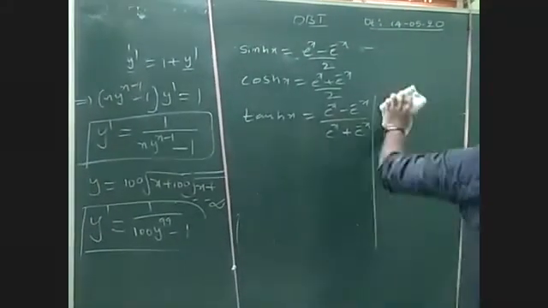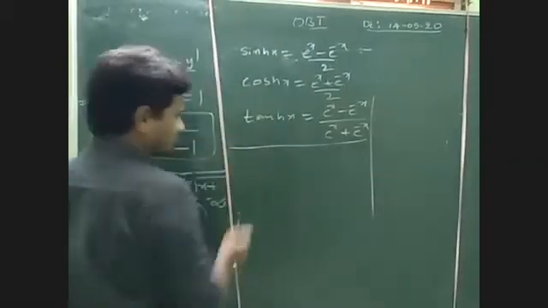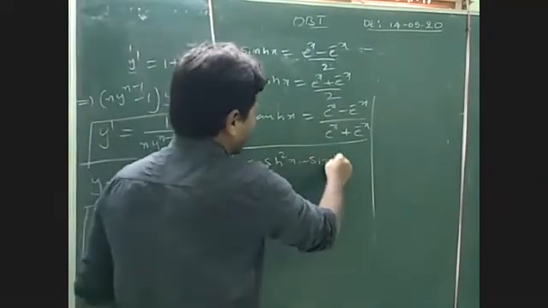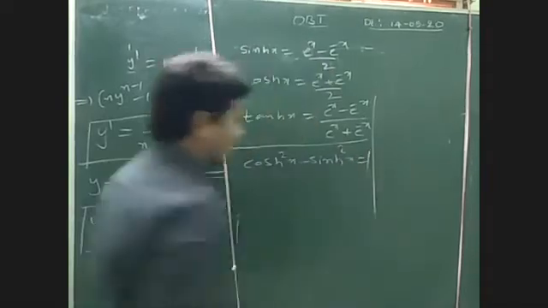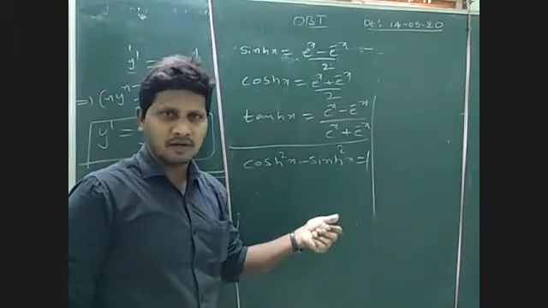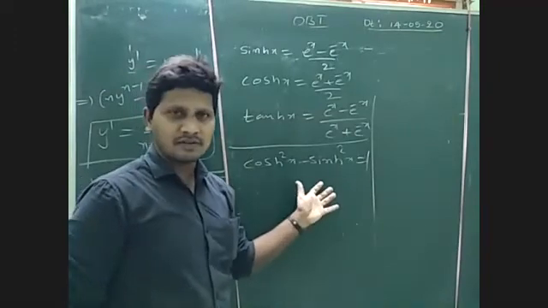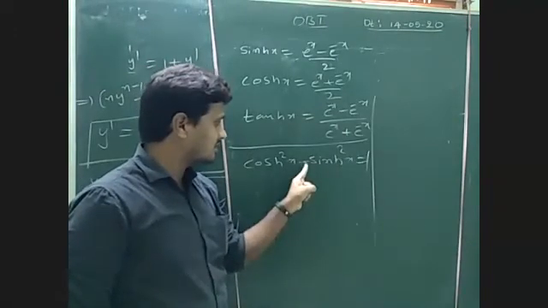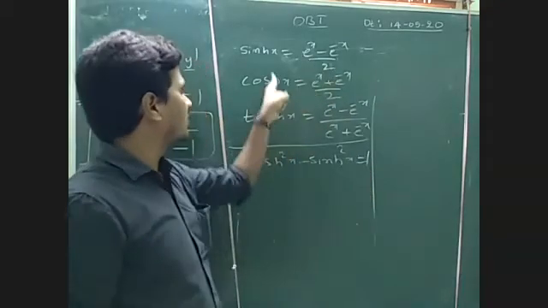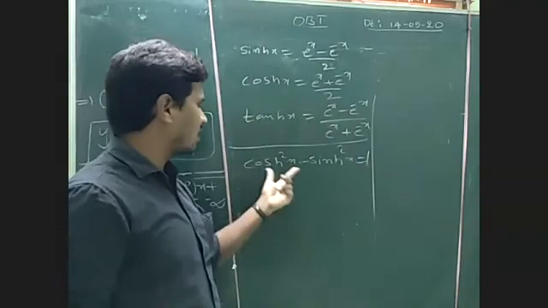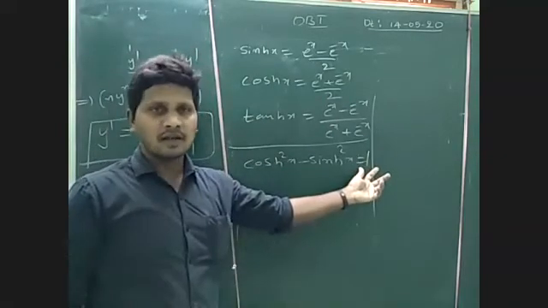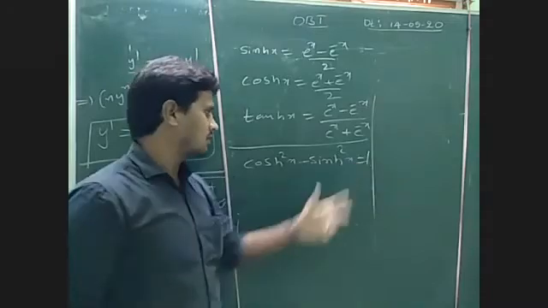Here you have to remember that cosh square x minus sinh square x is equal to 1. Generally in trigonometric functions, sin square x plus cos square x is equal to 1, and cos square x plus sin square x is equal to 1. But here, if it is minus only, it will become 1. Just substitute both values, sinh x and cosh x here, and take LHS, you will get the direct answer. This is the formula.